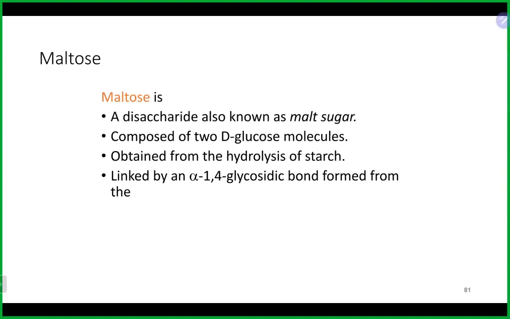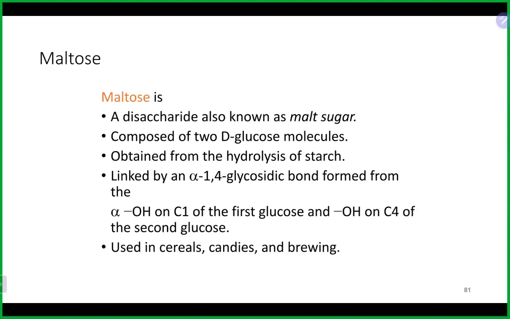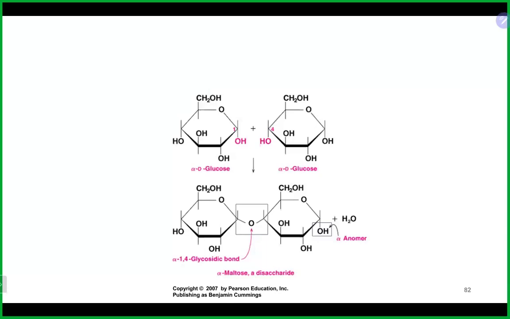Maltose, known as malt sugar, is composed of two D-glucose molecules, and they are linked together by a special type of bond known as the 1,4 glycosidic bond, which is a fancy way of saying where the things are bonded together, what carbons are involved. And we'll take a look at it in just a second. It's used in cereal and candies and also in brewing. It is found both in the alpha and beta form.